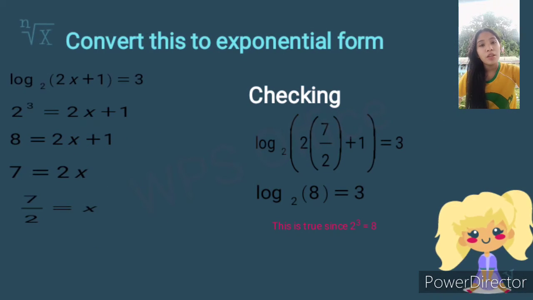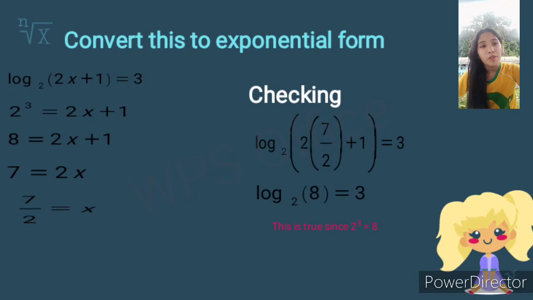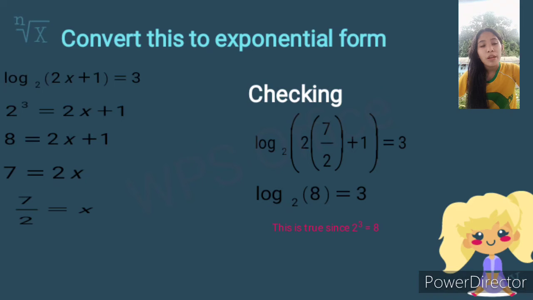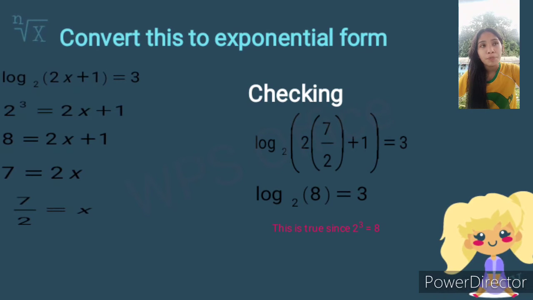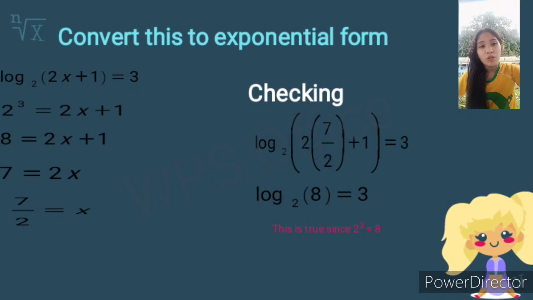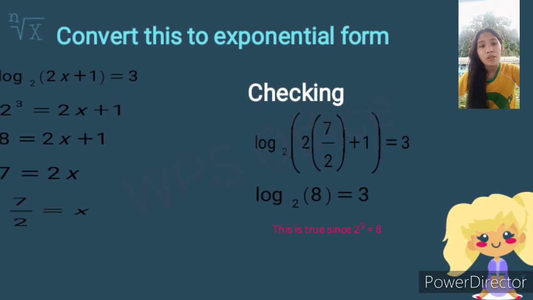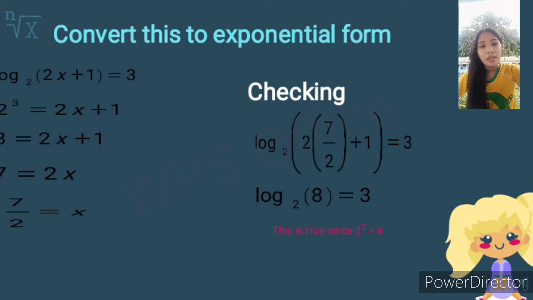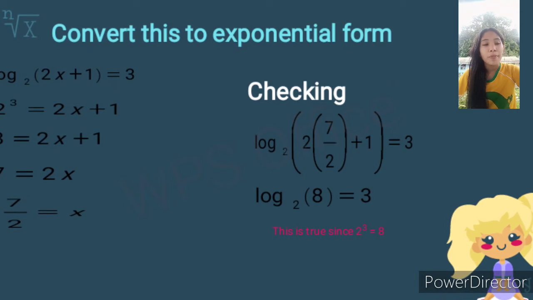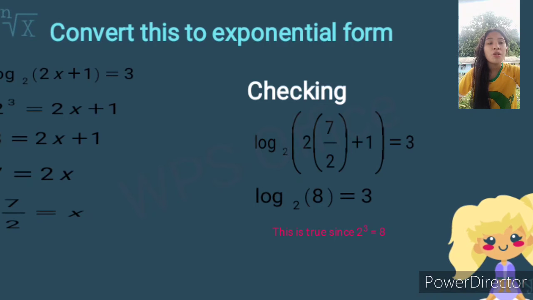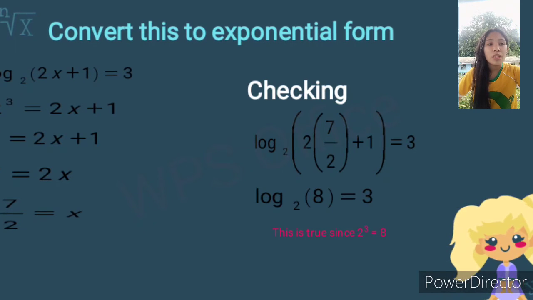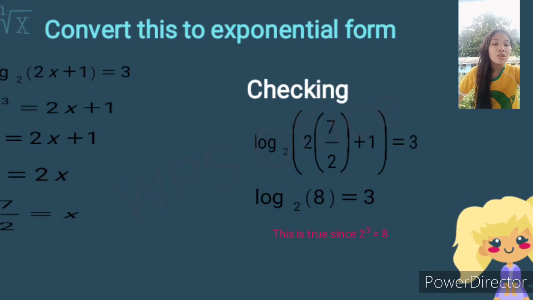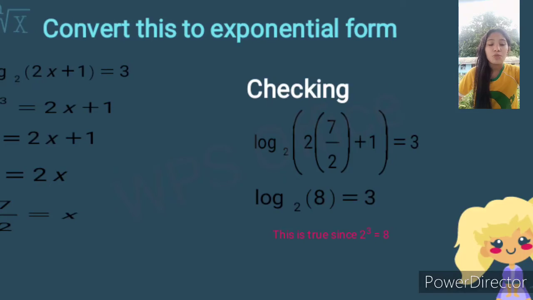Moving on, we are now at the part where we convert this kind of exponential form. Log base 2 of 2x plus 1 equals 3. 2 raised to 3 equals 2x plus 1, so 8 equals 2x plus 1, 7 equals 2x, and 7 halves equals x. By checking, log base 2 of 2 times 7 over 2 plus 1 equals 3, so log base 2 of 8 equals 3. Therefore, this is true since 2 cubed equals 8.